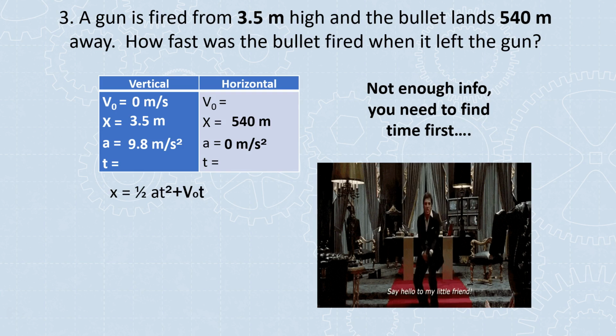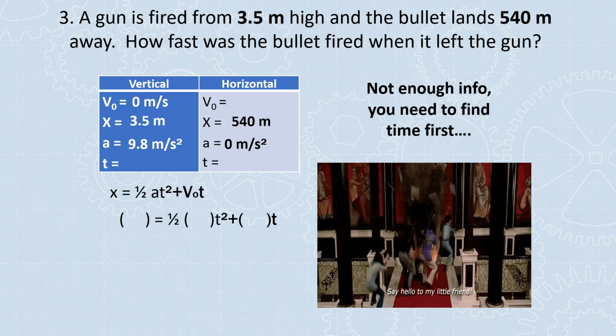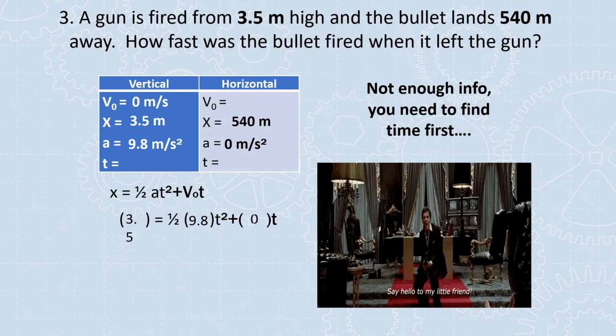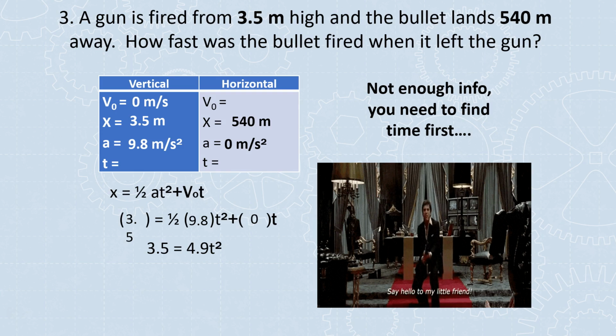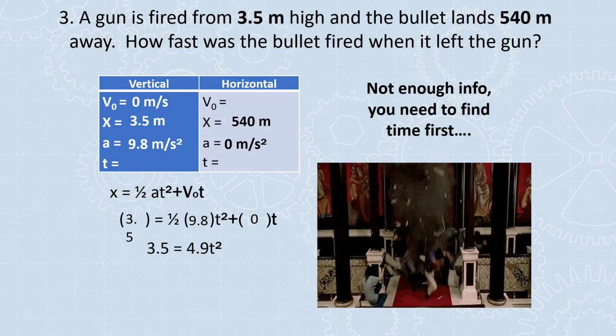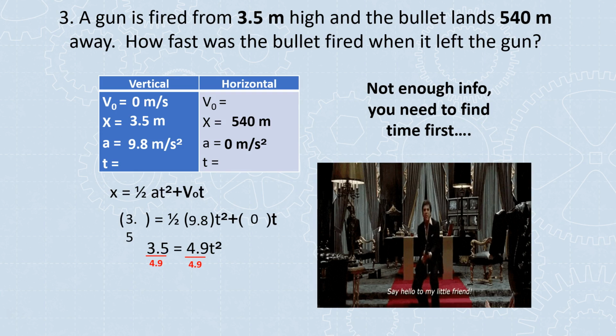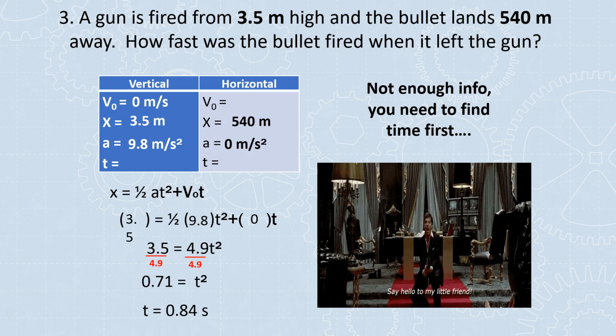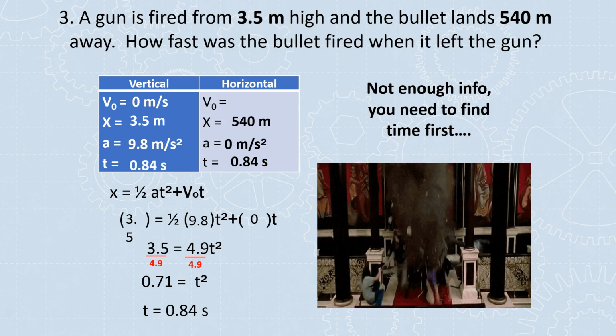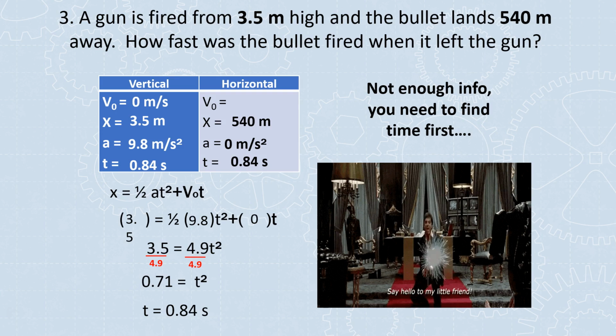There's my formula because final velocity is not included. Substitute in what you know. Solve for what you don't. Again, it's always going to be the same two steps with this type of problem, because it's always going to be vertical. You're going to divide both sides by 4.9, which is half of 9.8. And then you're going to take the square root to get your final answer. So the bullet took about 0.84 seconds to hit the ground, both horizontally and vertically.